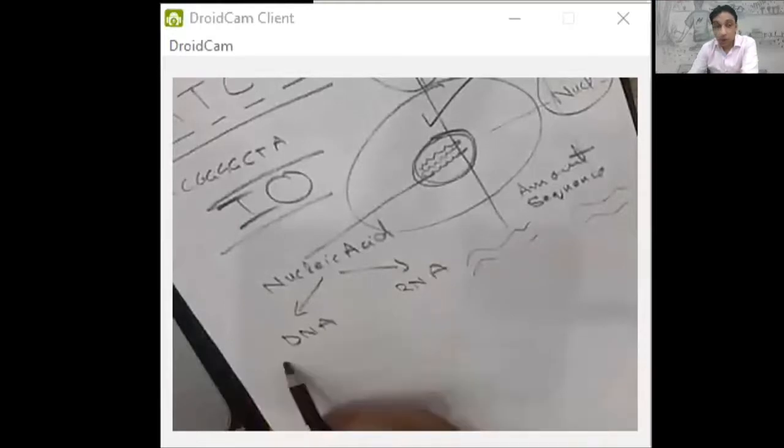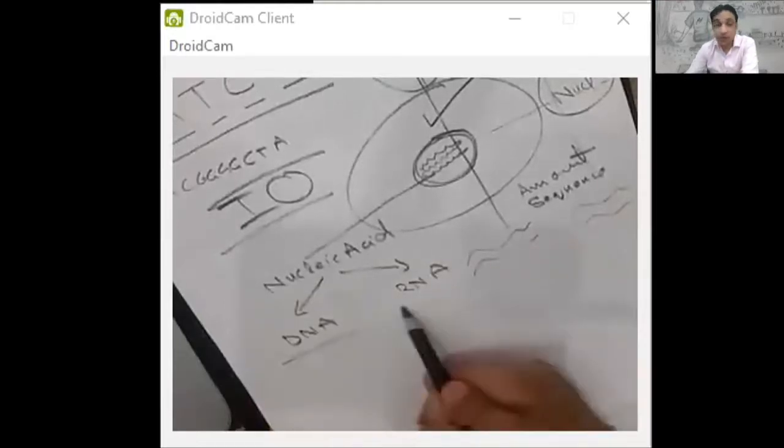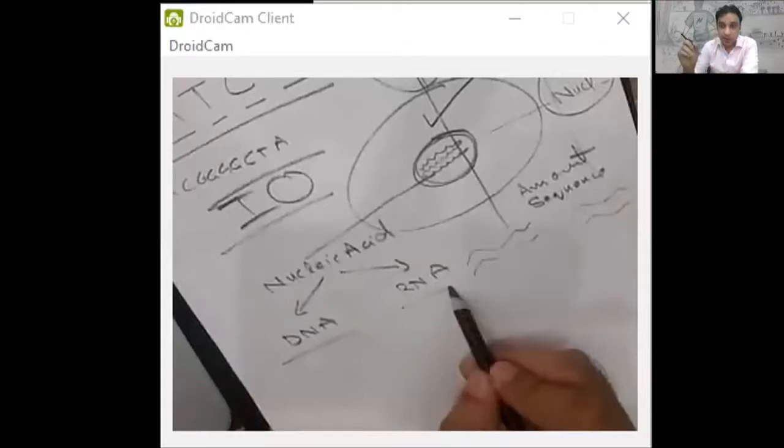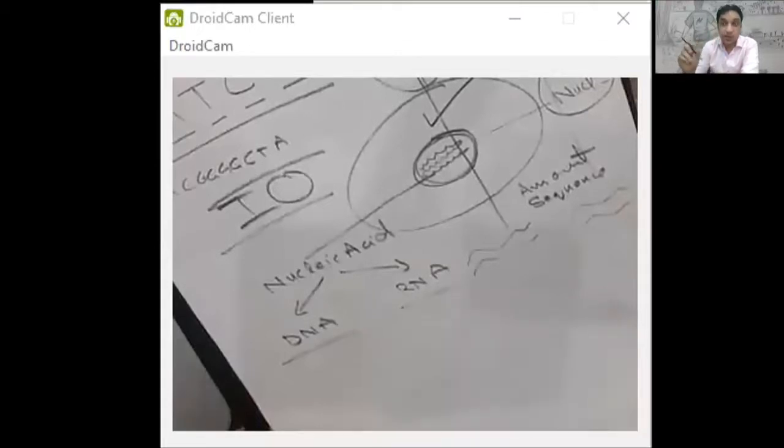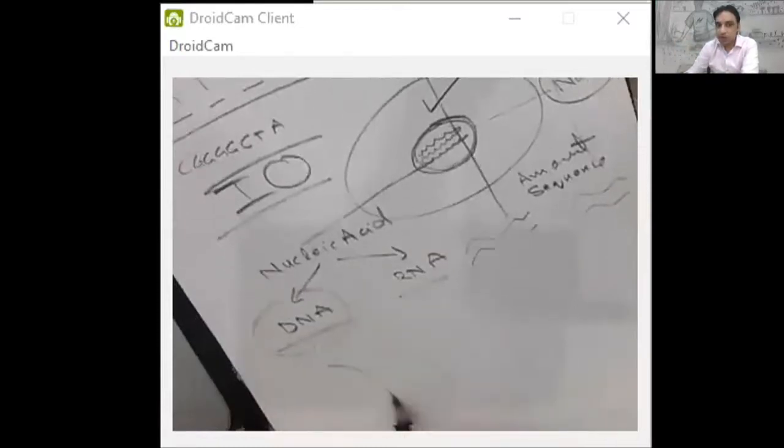DNA is deoxyribonucleic acid, and RNA is ribonucleic acid. There are very small differences between them. But when we talk about genetic material, properties and programming, we usually talk about the DNA. DNA is present in the nucleus.